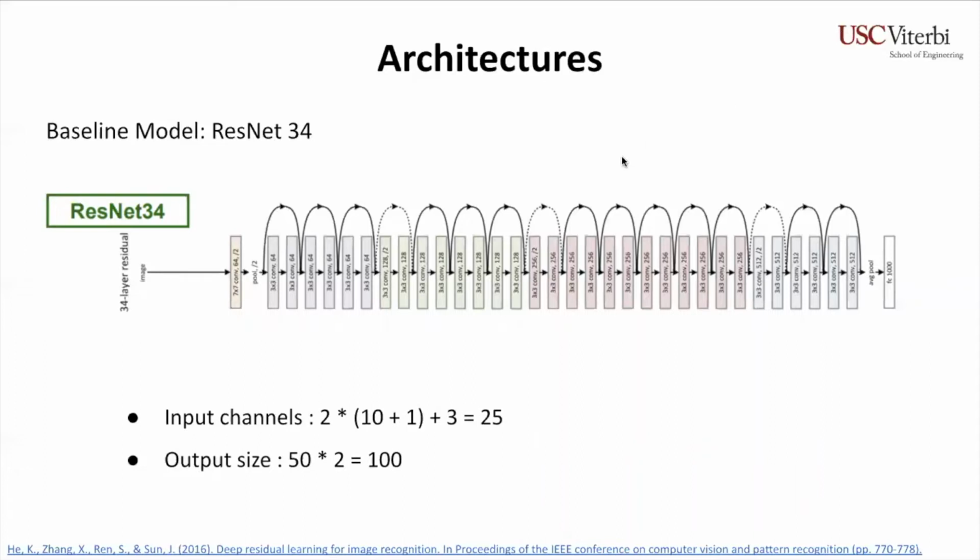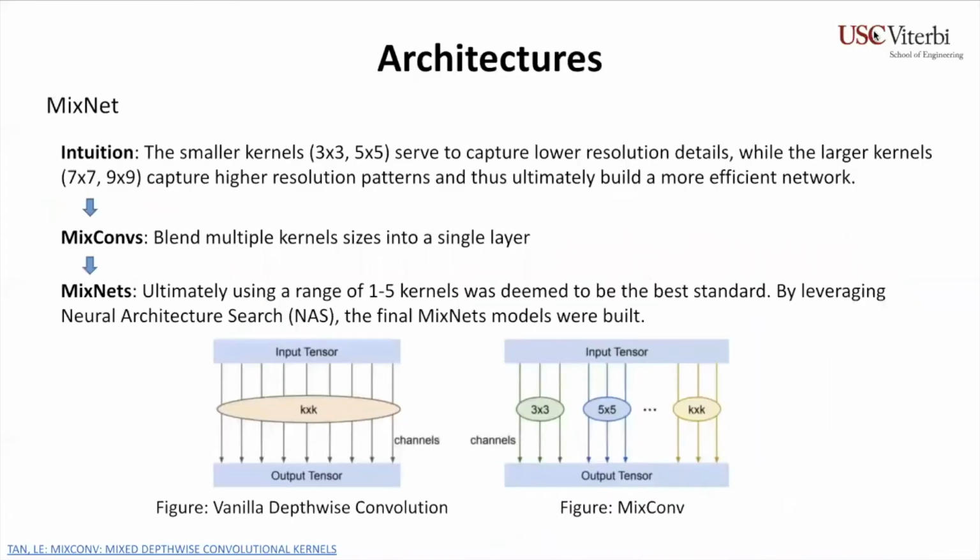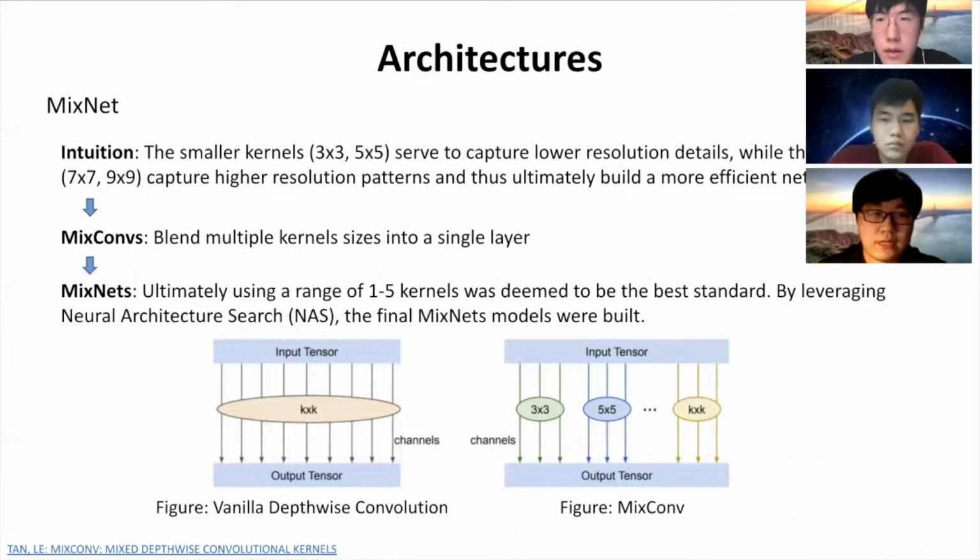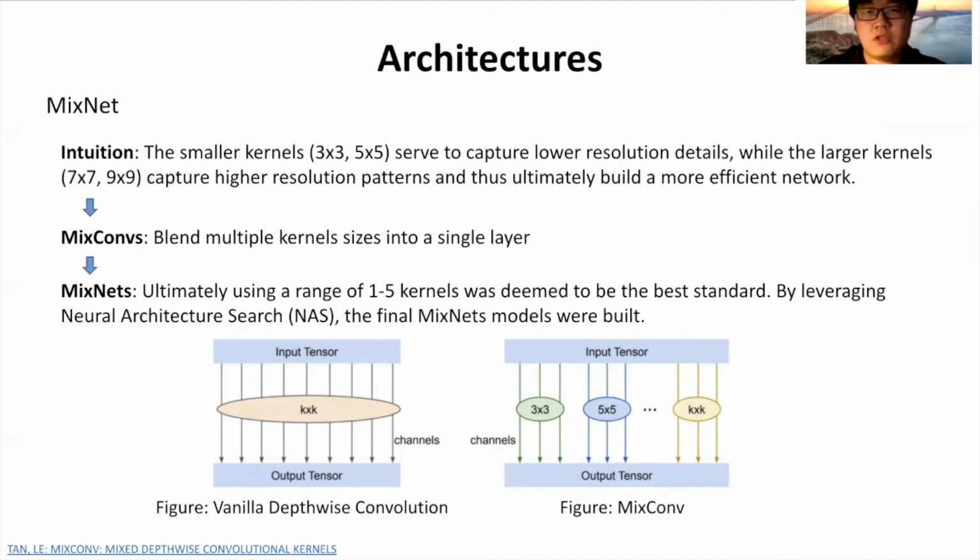And next, another architecture we use is Mixnet. The intuition is that smaller kernels could capture lower resolution details and larger kernels could capture relatively higher resolution details. So if we blend multiple kernel sizes into a single layer, we could construct a single mixed convolutional layer. Mixnet ultimately uses a range of 1 to 5 kernels, which we consider to be the best standard. And next slide.